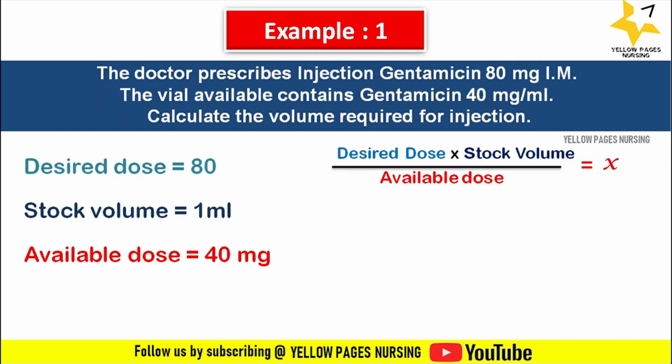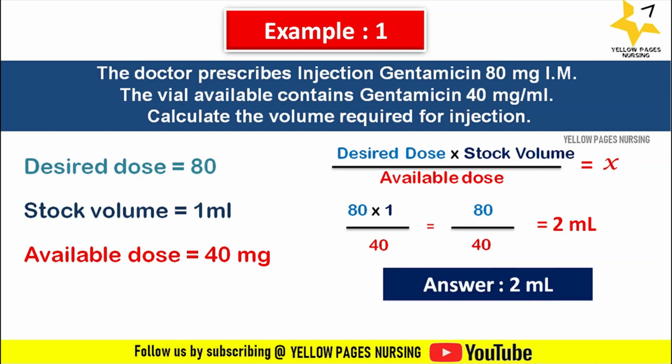So applying all in the formula, we get 80 multiplied by 1 divided by 40, that is 2 ml. So the volume to be given is 2 ml of gentamicin.